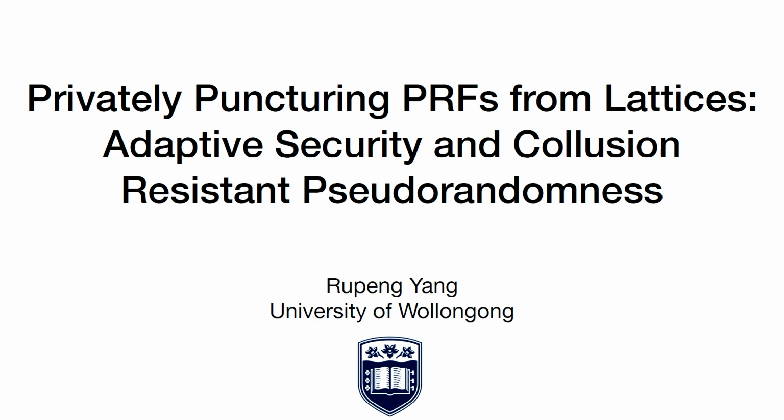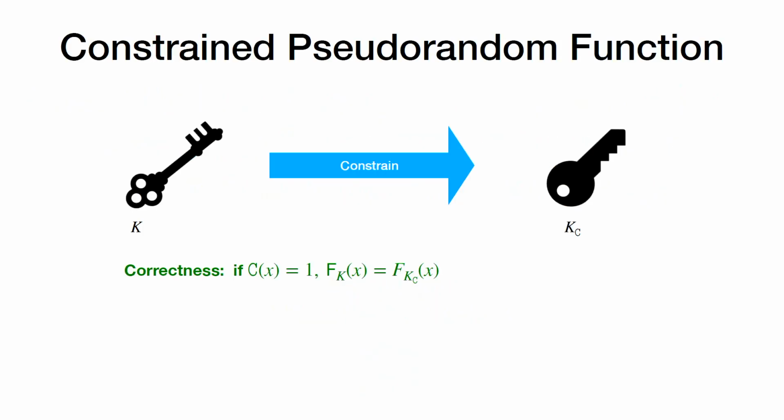Hello everyone, I'm Rupon Yang from the University of Wollongong, and today I'm glad to share our recent work on how to construct a private puncturable PRF with both adaptive security and collusion-resistant pseudorandomness from standard lattice assumptions. A puncturable PRF is a special case of a constrained PRF, and roughly speaking, a constrained PRF is a PRF family that allows one to derive a constrained key K from a PRF key K. The constrained key is associated with a constraint, and it can be used to evaluate the PRF on any input X that satisfies this constraint. On the other hand, if the input X doesn't satisfy the constraint, then the PRF evaluation on X will be hidden from the constrained key.